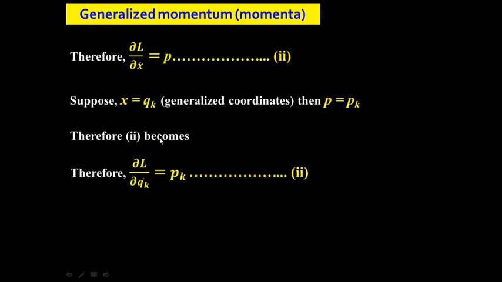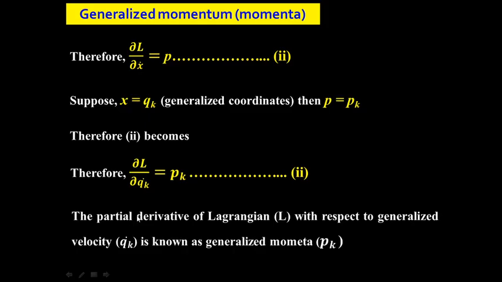So generalized momentum is the partial derivative of the Lagrangian with respect to generalized velocity. The partial derivative of the Lagrangian with respect to generalized velocity is known as generalized momenta. This is the simple definition of generalized momenta, and this is the expression for it, and we have seen the full derivation related to the generalized momenta.